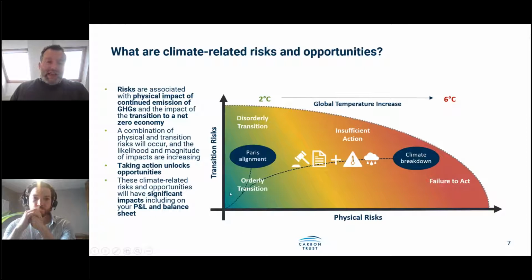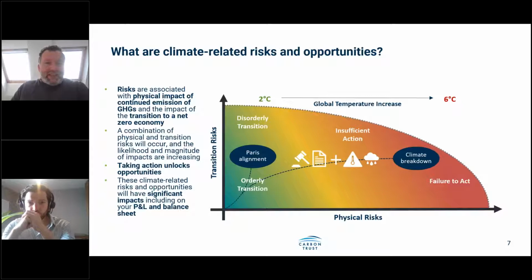Now on the vertical axis, what we have is transition risks. A transition risk is coined because it is the risks and opportunities associated with the transition to a low carbon economy. So in an ideal world, and what the world has agreed to do through the Paris Agreement, we will be aligned in this transition to a low carbon economy. And this means that we will all work together at a global level to keep global temperature rise to below 2 degrees and strive to keep it well below 1.5 degrees.